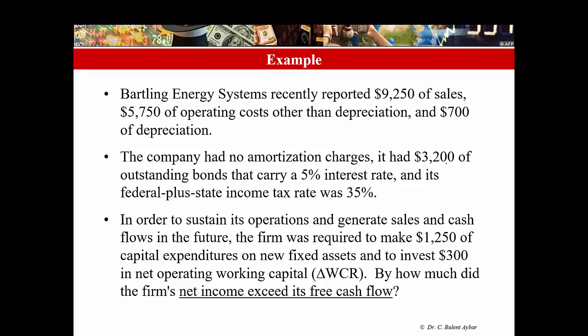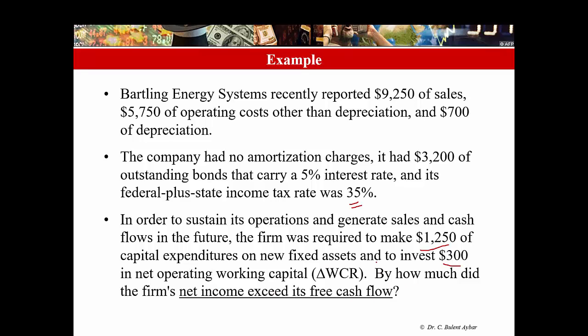It had a $3,200 of outstanding bond at 5%, and its income tax rate is 35%. In order to sustain its operations, the firm needs to make $1,250 of fixed asset investments or capital expenditures and $300 investment in net operating working capital. So based on this data, by how much did the firm's net income exceed its free cash flow?